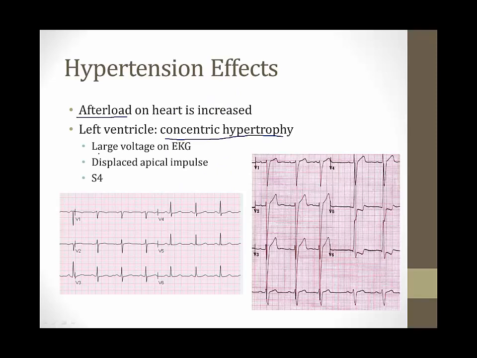As a result of this, you can get large voltages on the ECG. This is a normal ECG at the bottom left of the screen. Note that the voltage of the QRS complexes is relatively minimal. In contrast, on the right side of the screen is an EKG from someone with concentric hypertrophy, and the voltage is dramatically increased. The increase in wall thickness can also displace the apical impulse.